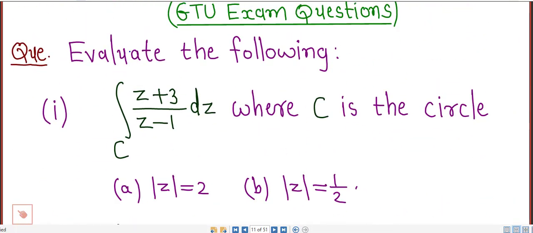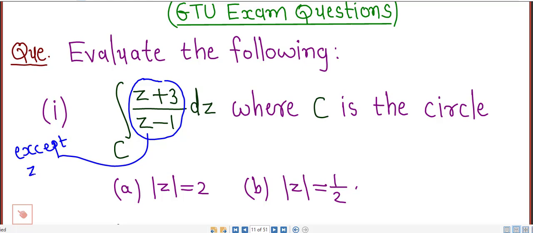So now we check first part. In first part our function is z plus 3 divided by z minus 1. This is a rational function and we know that this function is analytic everywhere except one point, which is z equal to 1, because this function becomes infinite at z equal to 1. So this function is analytic everywhere except z equal to 1.